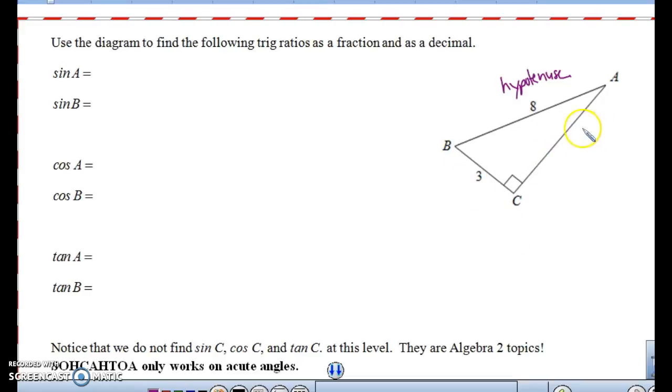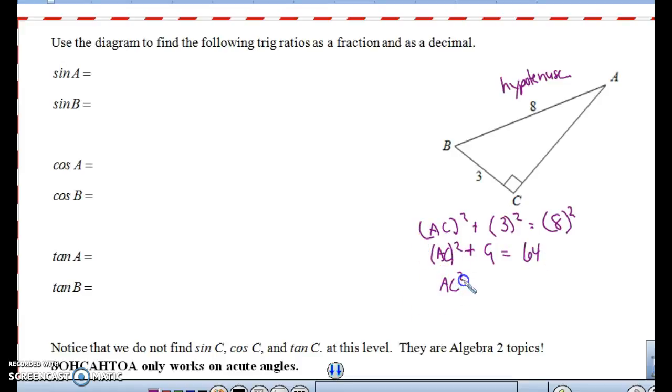Now, we don't know AC over here, but since this is a right triangle, how would we find it? Well, I would use the Pythagorean Theorem. So to find AC, we would say leg squared plus leg squared equals hypotenuse squared. So that would be AC squared plus 3 squared equals 8 squared. So AC squared plus 9 is equal to 64. AC squared is equal to 64 minus 9, which is 55. And then you want to take the square root of both sides. So AC will equal the square root of 55. And we'll leave it like that for right now.